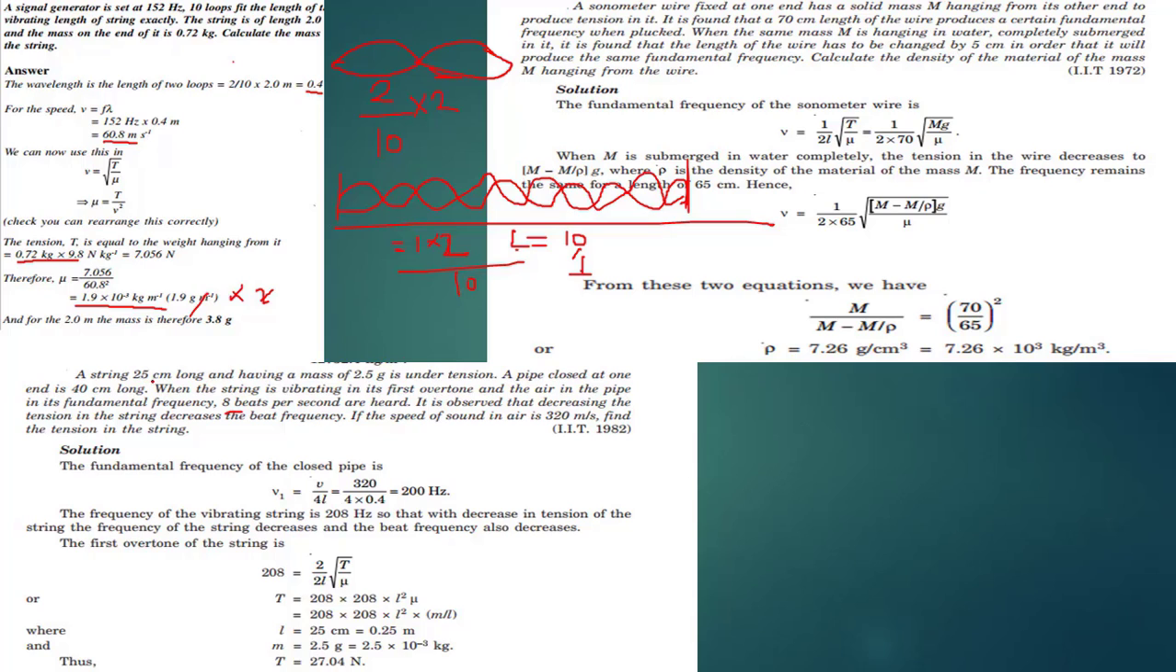A string 25 cm long having the given mass is under tension. We have another pipe, closed at one end, that is 40 cm long. When the string is vibrating in the first overtone, it means n is equal to 2.